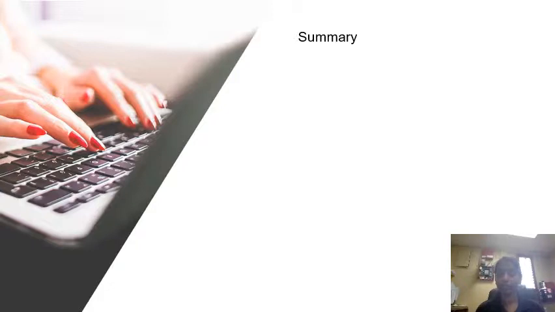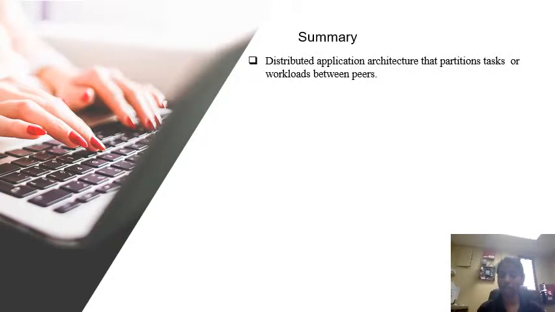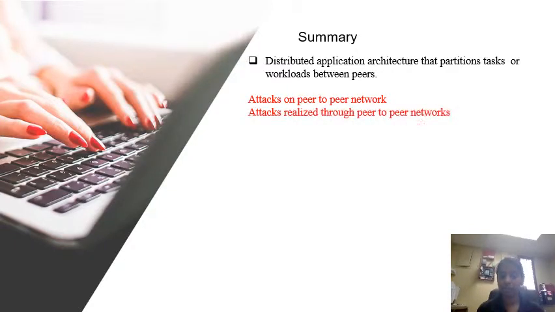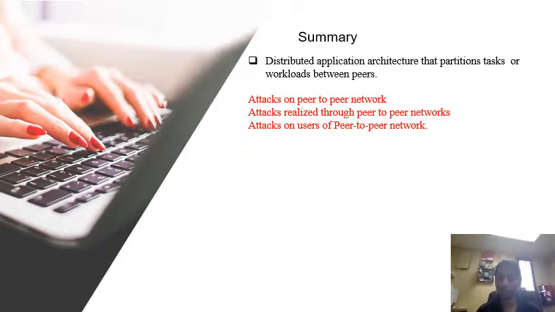Okay, let's look into the summary of the overall presentation. In this presentation, we have seen how a peer-to-peer network operates in a real-time situation. Its architecture has been clearly discussed. A peer-to-peer network is a distributed application architecture which partitions tasks or workloads between peers. Here, the attacks have been categorized into three types: attacks on peer-to-peer networks, attacks realized through peer-to-peer networks, and attacks on users of peer-to-peer networks. The attacks that have been encountered in the peer-to-peer network have been clearly addressed with all the possible research-based solutions.